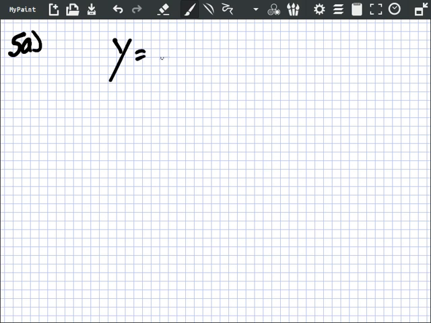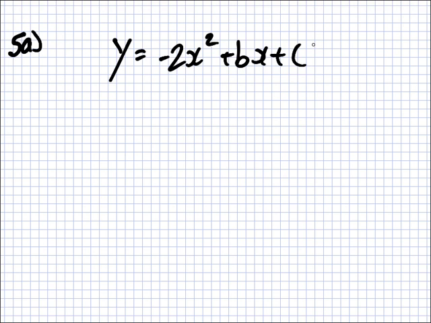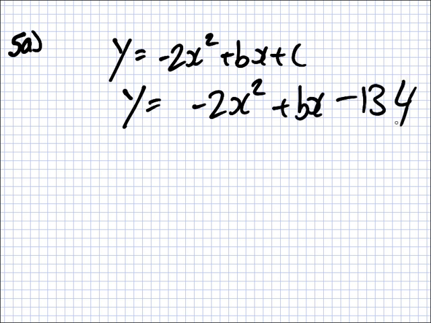y equals minus 2x squared plus bx plus c. Guys, are you listening? It crosses the y-axis at minus 134. So what does that give me? That gives me the c. I tell you it crosses the y-axis at minus 134, don't I? So that gives me the c. Has to be minus 134.